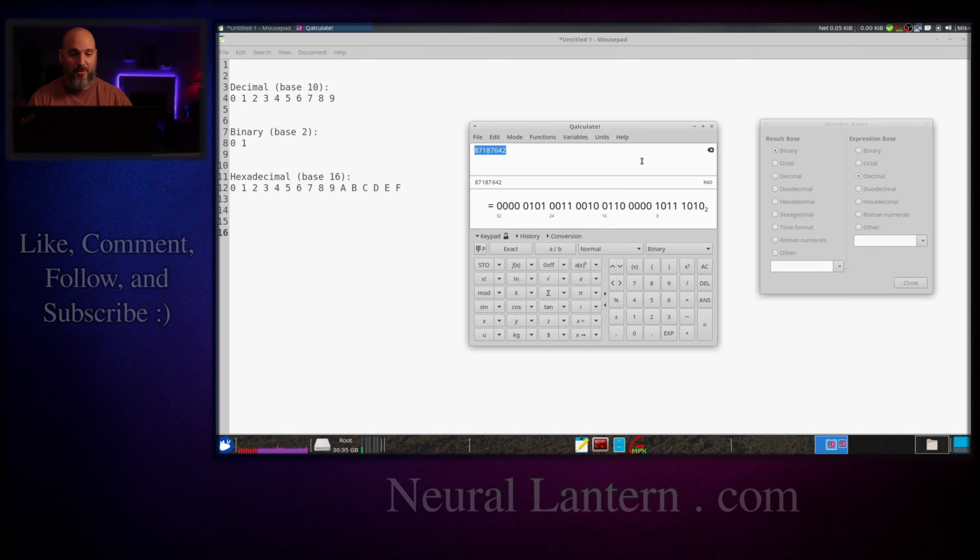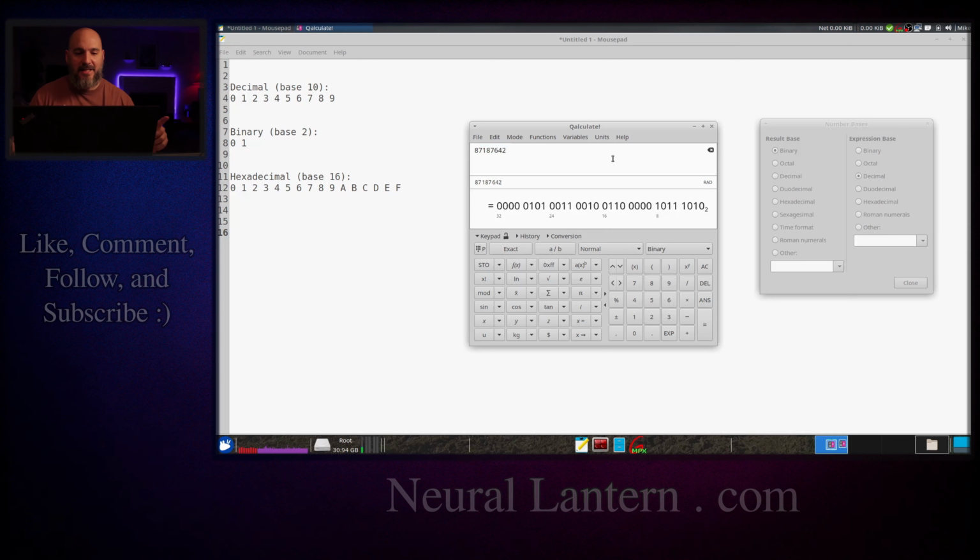So that same number that we had before, 871,876,42, look at how huge it is in binary. It takes up a lot of your screen, right? So we use binary because it's the closest representation to what the actual machine has, so that's good. Especially if you want to start manipulating individual bits for one reason or another. It's good to understand binary.